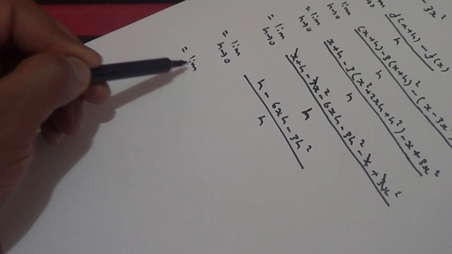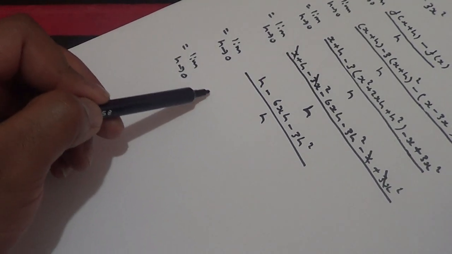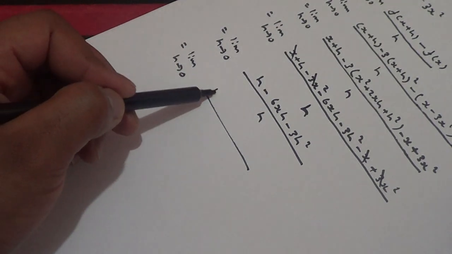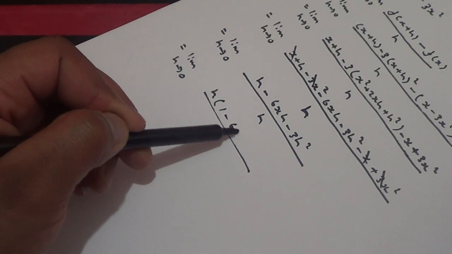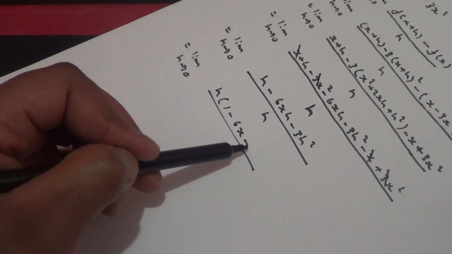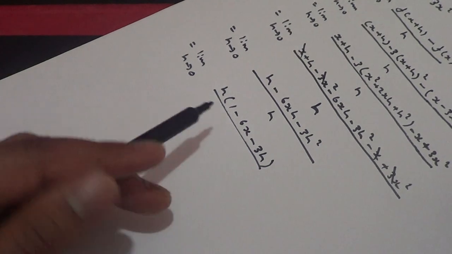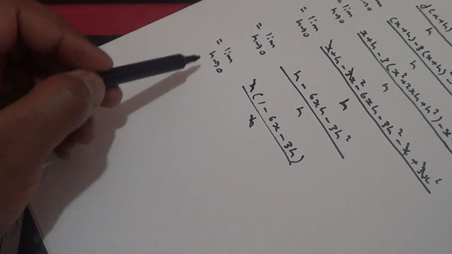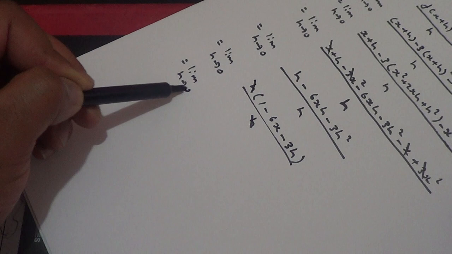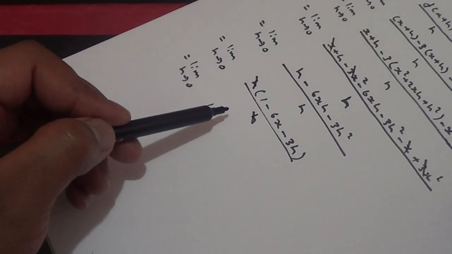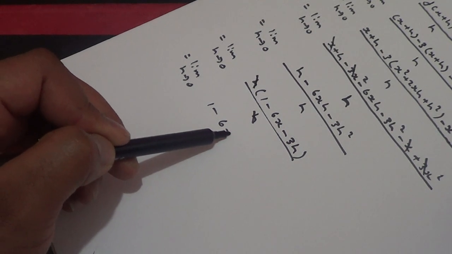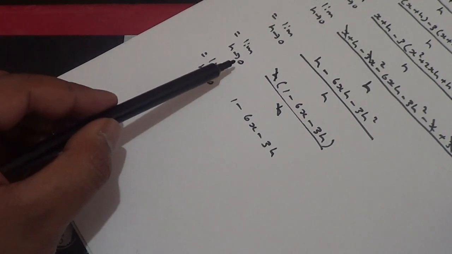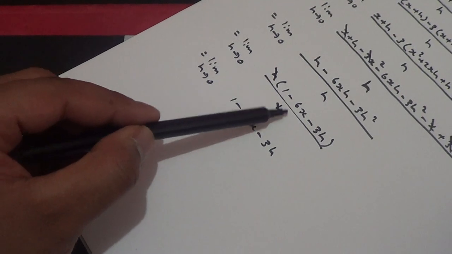Only thing about this one is that you have to write this. If you don't, this is where you lose marks. Now here we can tell that the highest common factor for each is h into 1 minus 6x minus 3h, all over h. Then you can cancel out nicely there. This is simply the limit as h tends to 0 of 1 minus 6x minus 3h. Now remember you can't divide by 0, that's why you can't really put that first. You have to get the denominator out because then it becomes undefined.